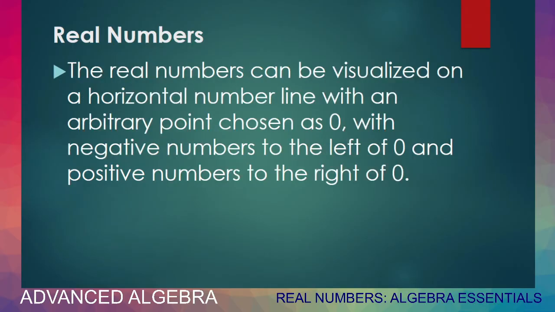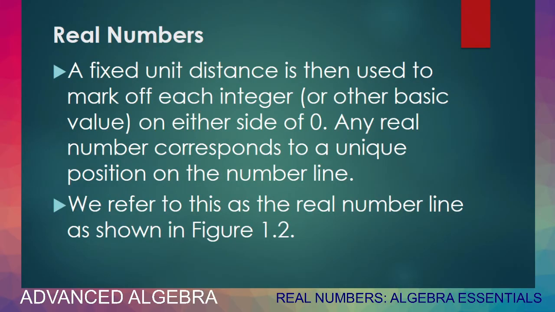Next. So the real numbers can be visualized on a horizontal line with an arbitrary point chosen as 0, with negative numbers to the left of 0 and positive numbers to the right of 0. So yung real numbers daw, pwede natin i-represent as a horizontal number line or a number line. Tapos yung gitna daw ay 0, which is yung arbitrary point. Then sa left yung negative, then sa right si positive. So ipakita natin as a horizontal number line. Okay. So mamaya na lang.